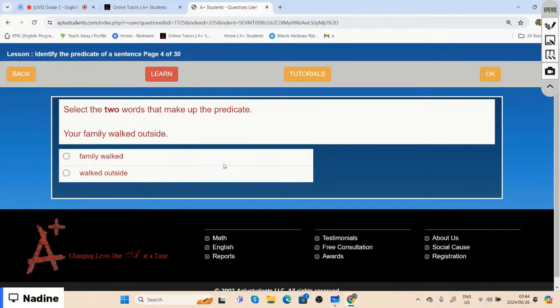Do not use family again. Your family is our subject. Now you need to tell me what they are doing. What are the two words that are not highlighted?